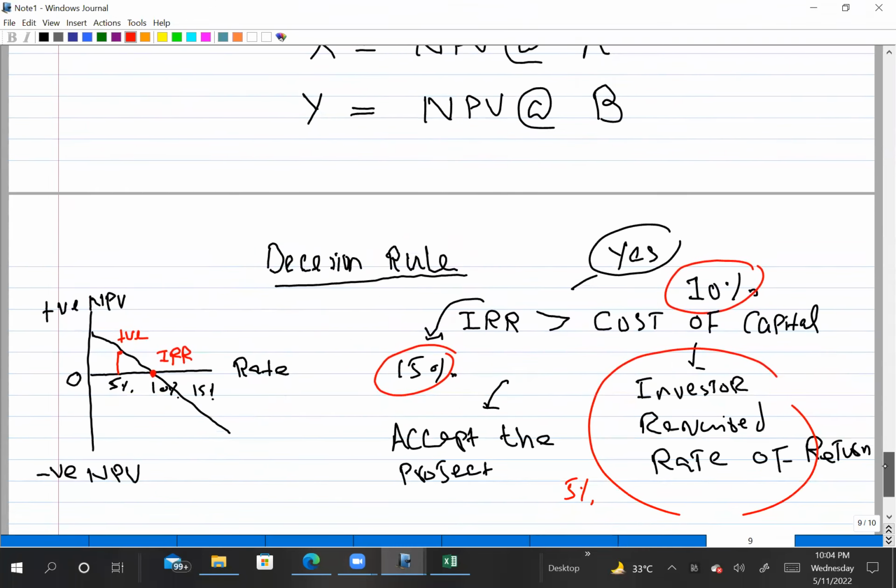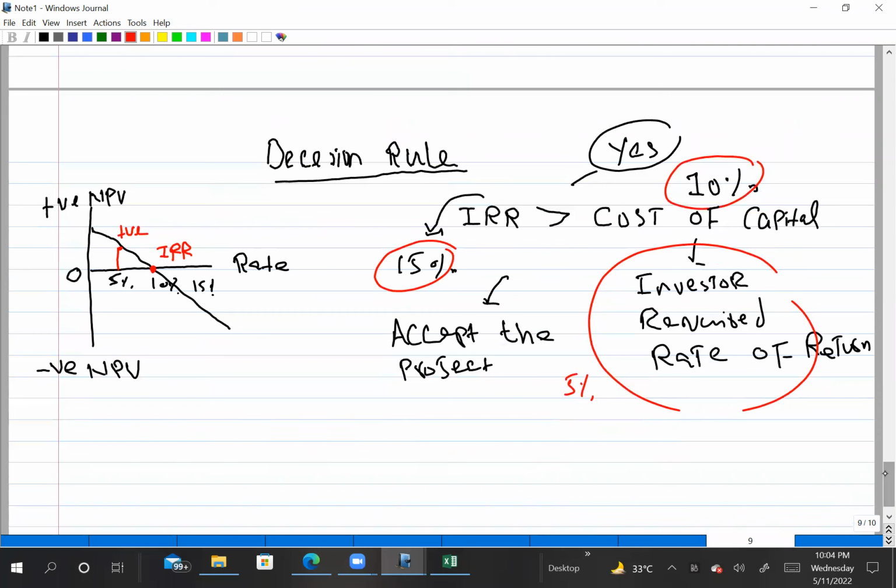And the decision rule is that if the IRR which we have calculated for the project is greater than the cost of capital of the company, the investor required rate of return of the company, the project will be accepted. Otherwise, the project will be rejected.